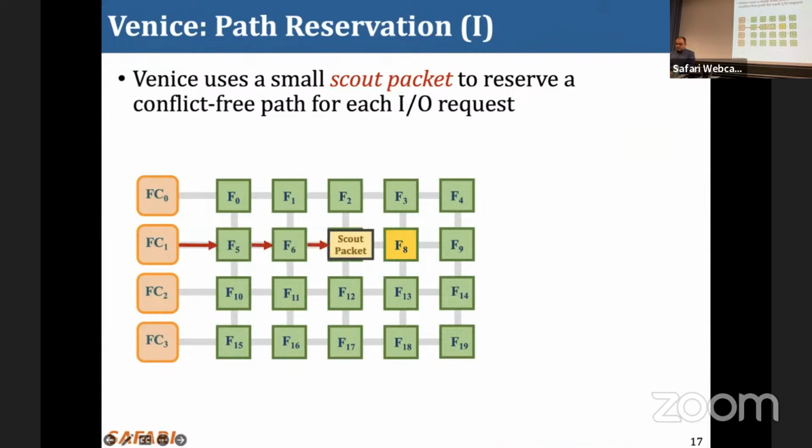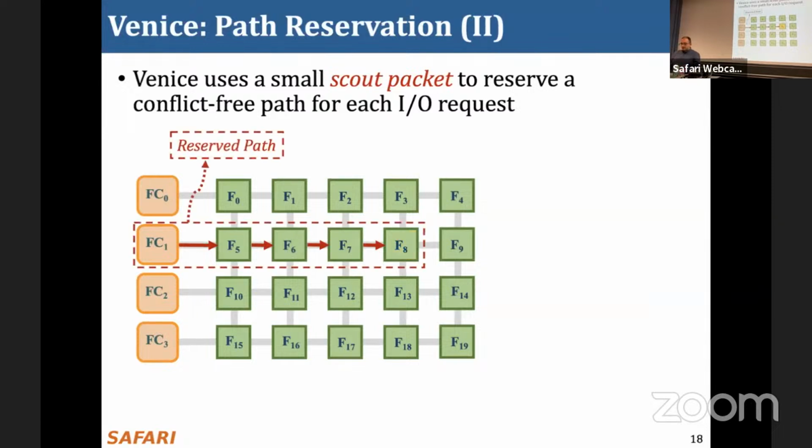Okay, now when the scout packet arrives at flash 8, it returns back to the flash controller. Now the flash controller realizes that the path is established, and we can use this path to send our request. Later on, we have another target flash node, and that's the key difference here. Since we have a network, we can assign flash controller 2, for example, here, and send a scout packet and reserve another path here. And that's how we are benefiting from path diversity.